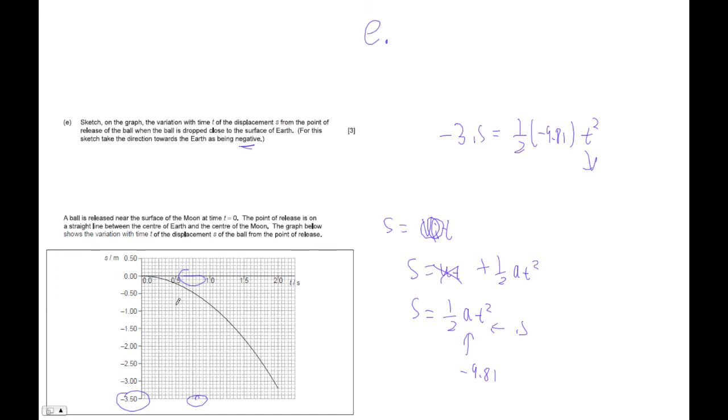And then I actually solved for the displacement. It ends up being something like 1.2 or something like that. And then I just drew a nice curve through that point, through this point. That's what they're looking for. All right. Good luck.